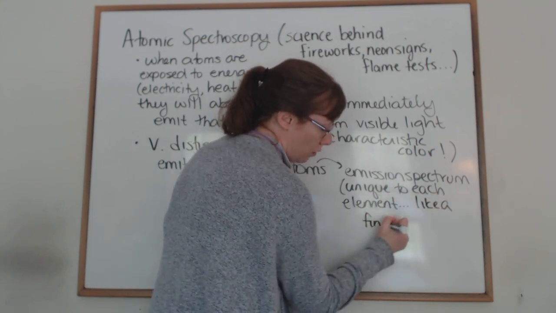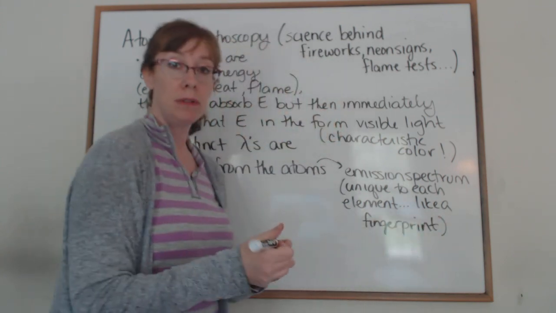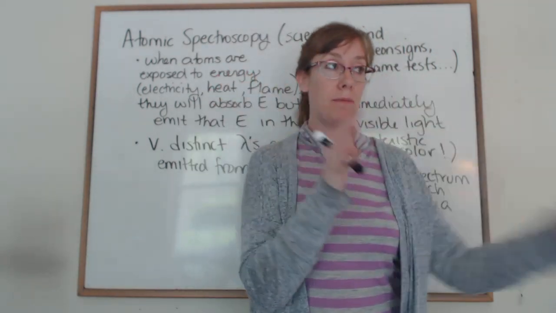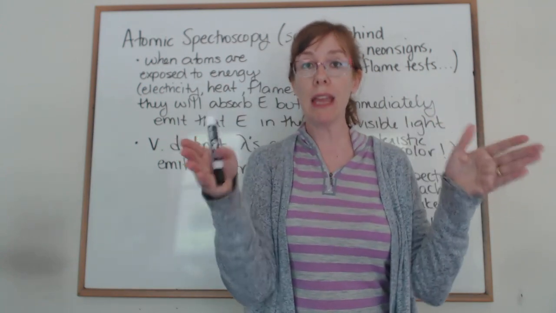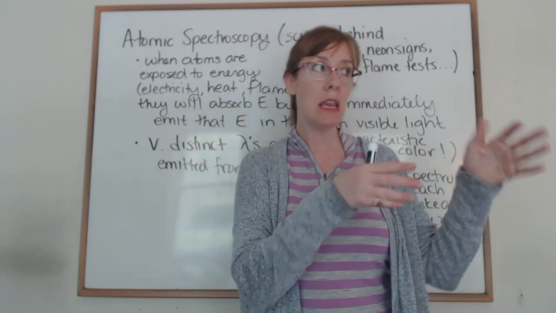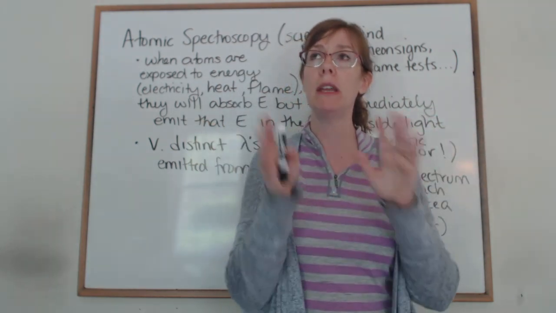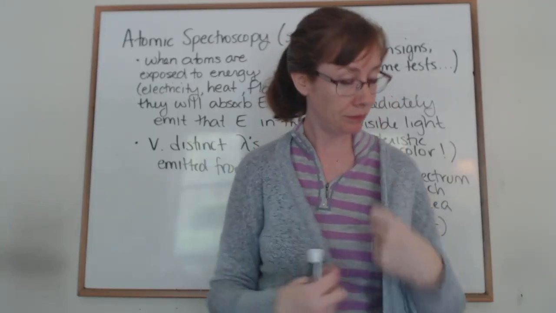If you don't know what type of element you have in a sample, technically, you could do atomic spectroscopy on it, use these techniques, find out what its emission spectrum looks like, and then match it to the known ones and see, oh, that's barium. Oh, I must be dealing with barium. It's like a fingerprint. Each element has a very unique set of colors that come out.